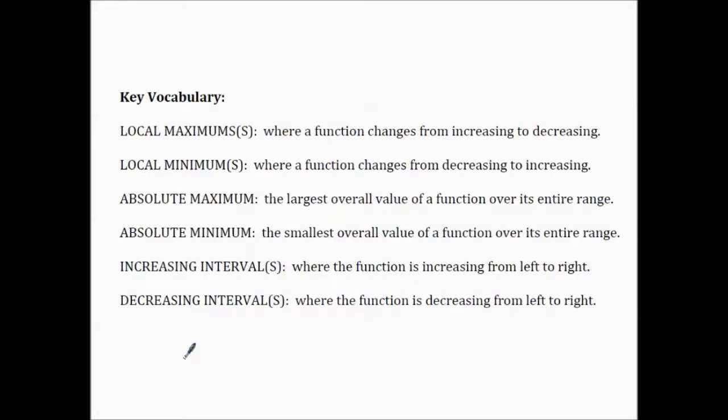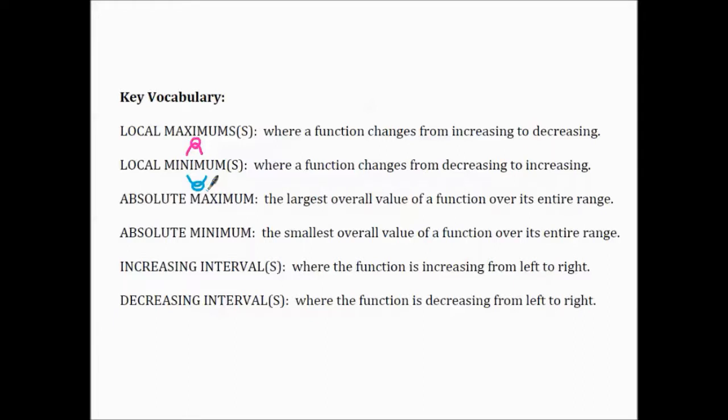Let's look at some vocabulary. A local maximum is where a function changes from increasing to decreasing. So we're talking about the top of a hill. Okay, that would be a local maximum. A local minimum is where a function changes from decreasing to increasing. So we're talking about the bottom of a valley.